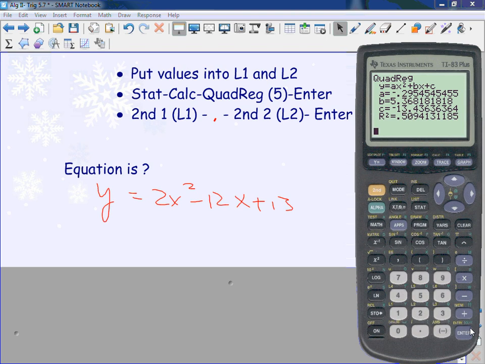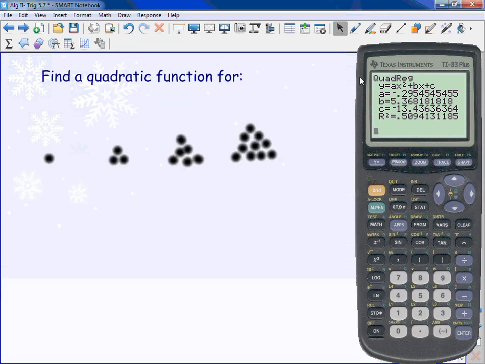You have decimals. You don't have to put the L1, L2 if your stuff's in L1, L2. But if I can get you in the habit of always doing that, you're not going to make a mistake later. We're going to find a quadratic function for this. These dots. So draw the pattern on your paper so you have it in your notes.